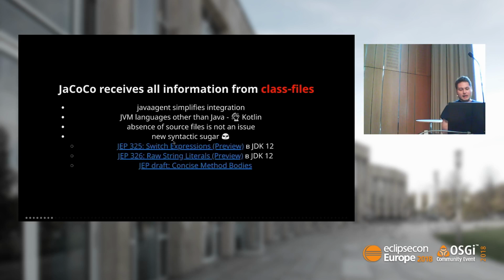were covered. Of course, this helps us cover any new features in newer versions of the JDK. For example, if there is a new syntactic sugar and it doesn't affect the bytecode, it's pretty simple for us. In most cases, we don't need to do anything. Some examples of such features include switch expressions and raw string literals, which are currently integrated into JDK 12 as a preview feature.